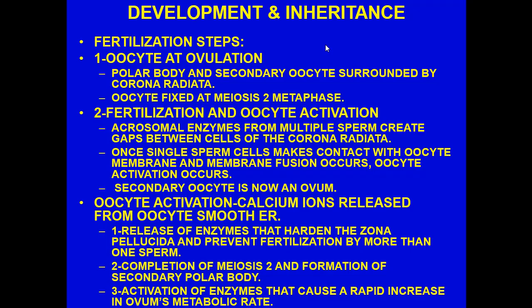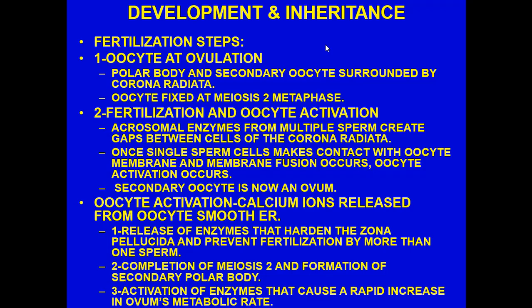I'm going to get into that in a second, but it's very important because here's the question. How do we prevent more than just one sperm cell from going inside? Once we have this occurring, the secondary oocyte is now an ovum. So what happens at oocyte activation? This is critical. Calcium ions are released from the oocyte's smooth endoplasmic reticulum.